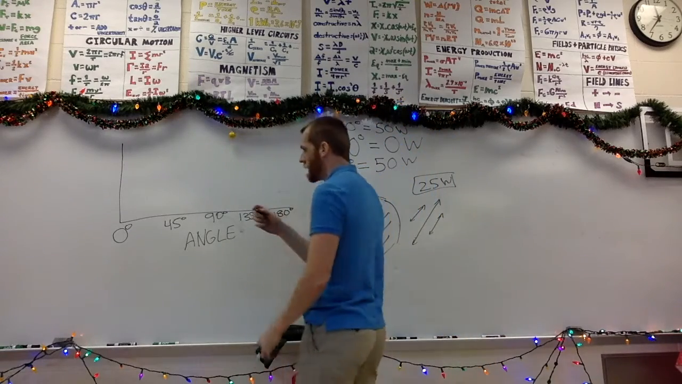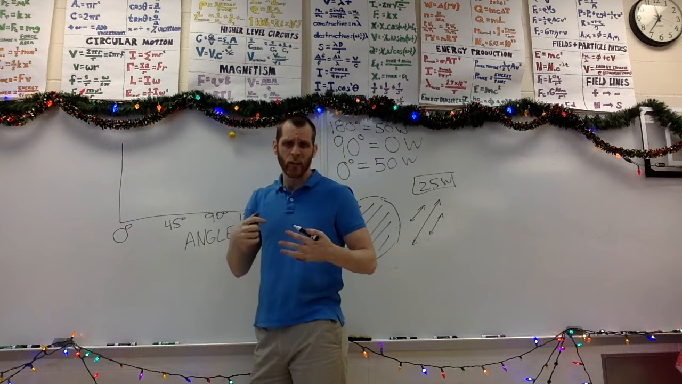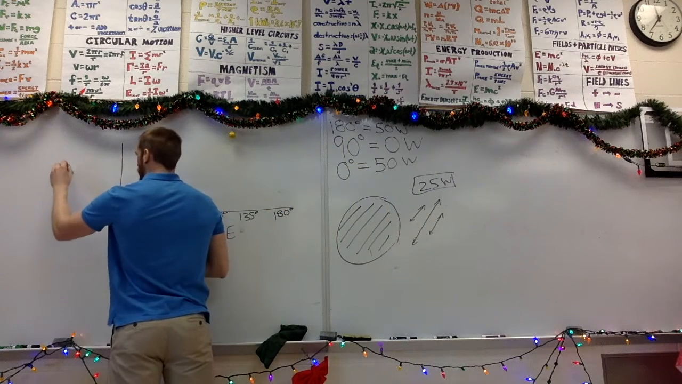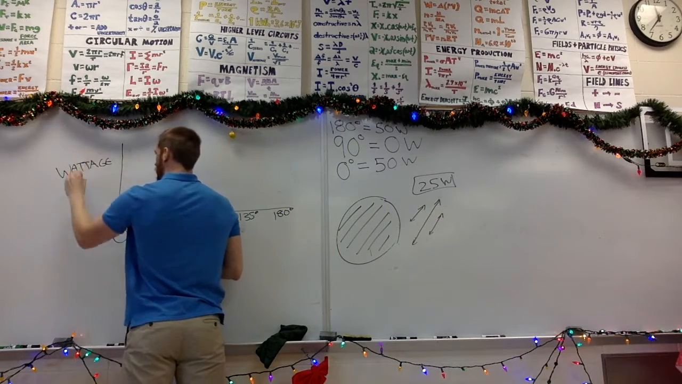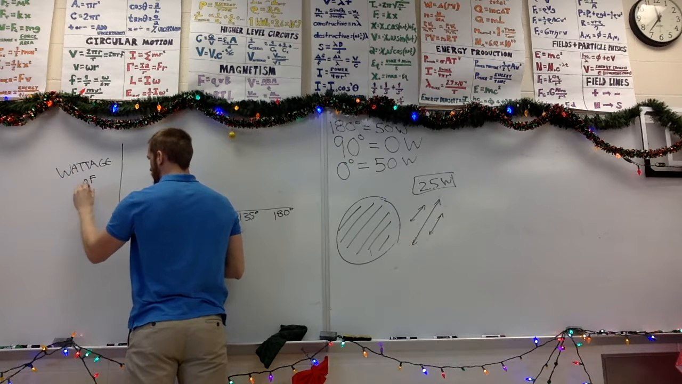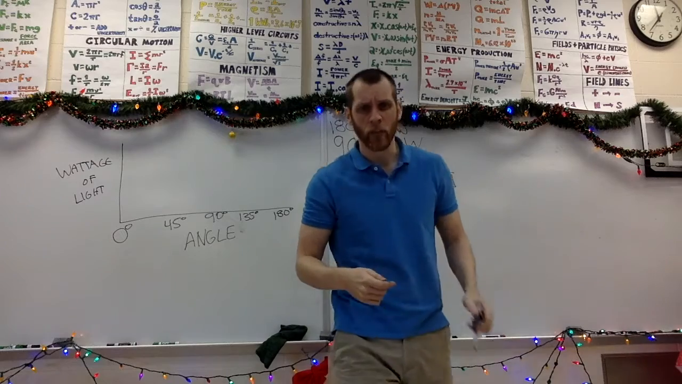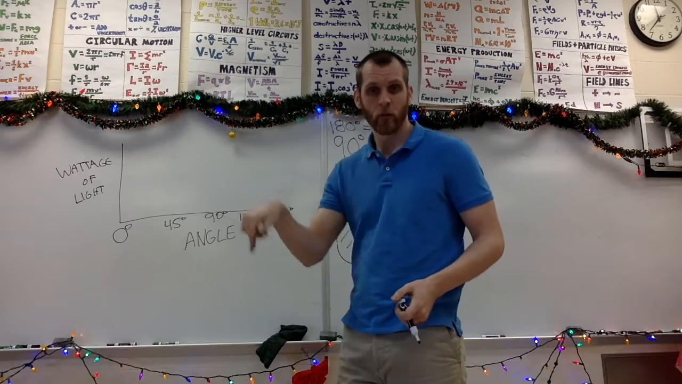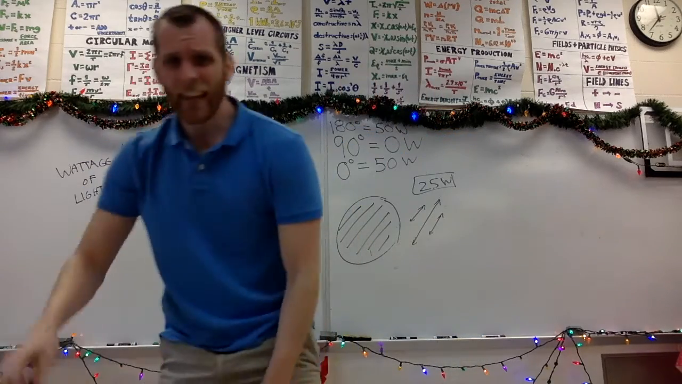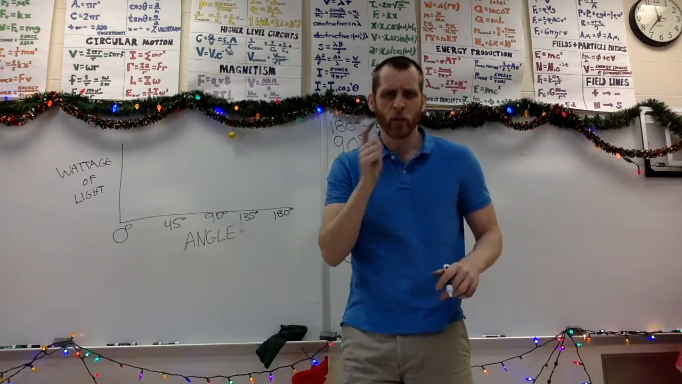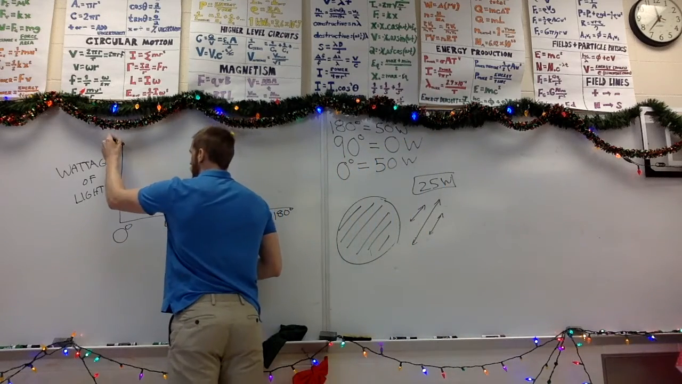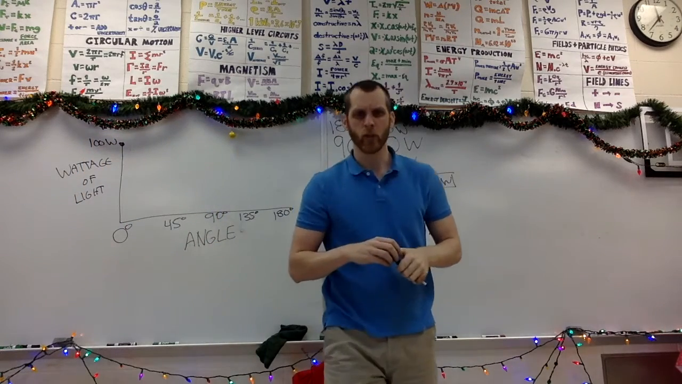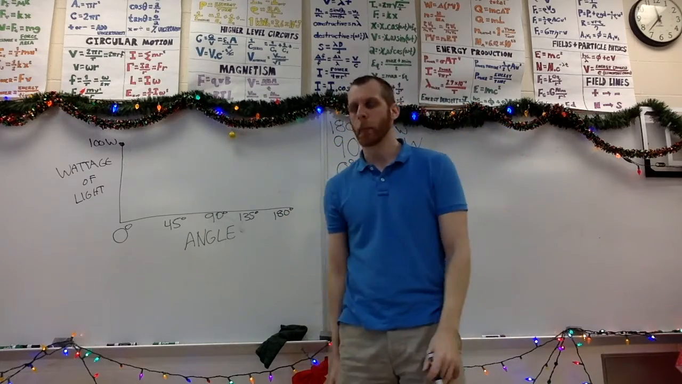Good. Now on the y-axis, let's write down how many watts of light we get through, so wattage of light. We can start with any value that we want to, but I just want to get some numbers. Let's say we start with 100 watts of light, and we had 100 watts of light get through both polarizers at 0 degrees. Let's just start with that, a nice, easy number to remember.